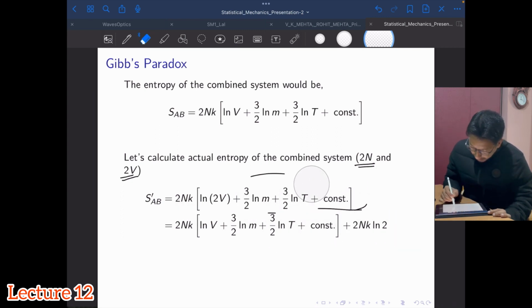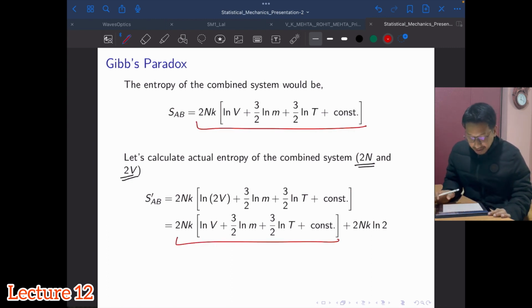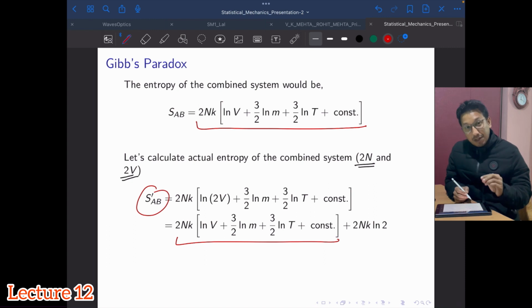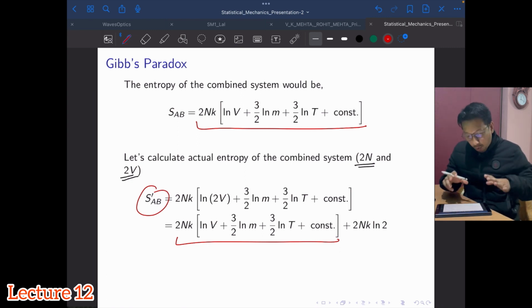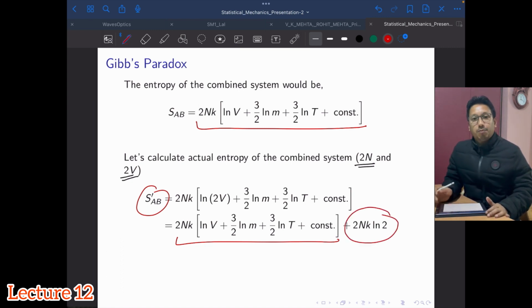Now put attention to this particular term, and these two terms are the same. But then this S dash AB, which is the entropy of the combined system, when I look at these two combined as a whole, not as an individual sum of two individual systems. So I am now looking at the system as a whole. Then see, in the entropy expression I get the extra entropy. This is an uncountable, extra entropy term we get.